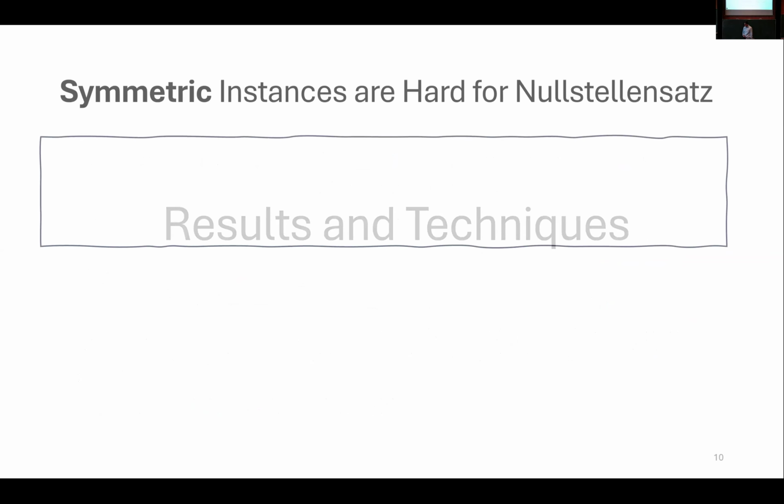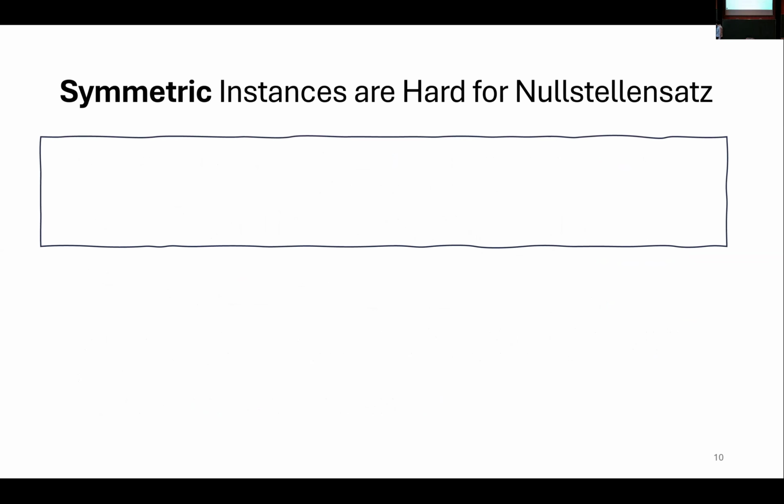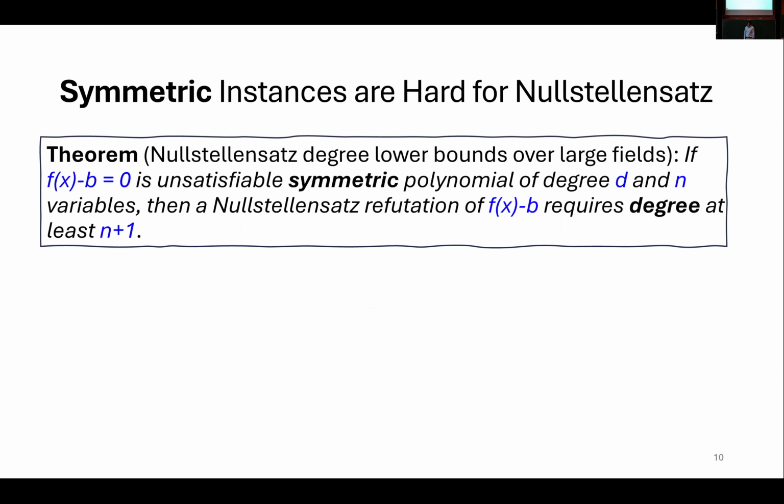Results and technique. Well, we have this paper. It's going to be out soon, hopefully in a couple of days. It has a lot of results. I'm just going to list the results and say something about the ideas. Right, so symmetric instances are hard for all of them.